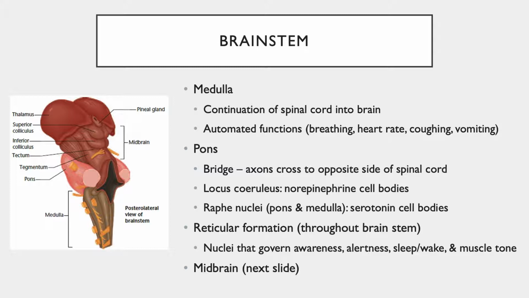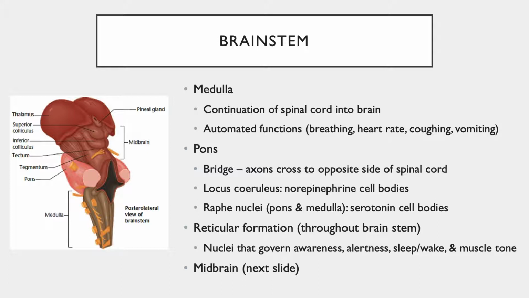The pons is essentially a bridge where the axons cross to the opposite side of the spinal cord. It is the reason why most brain functions are contralateral in nature. That is, what happens on one side of the brain generally governs what happens on the opposite side of the body. Pons actually means bridge in Latin.